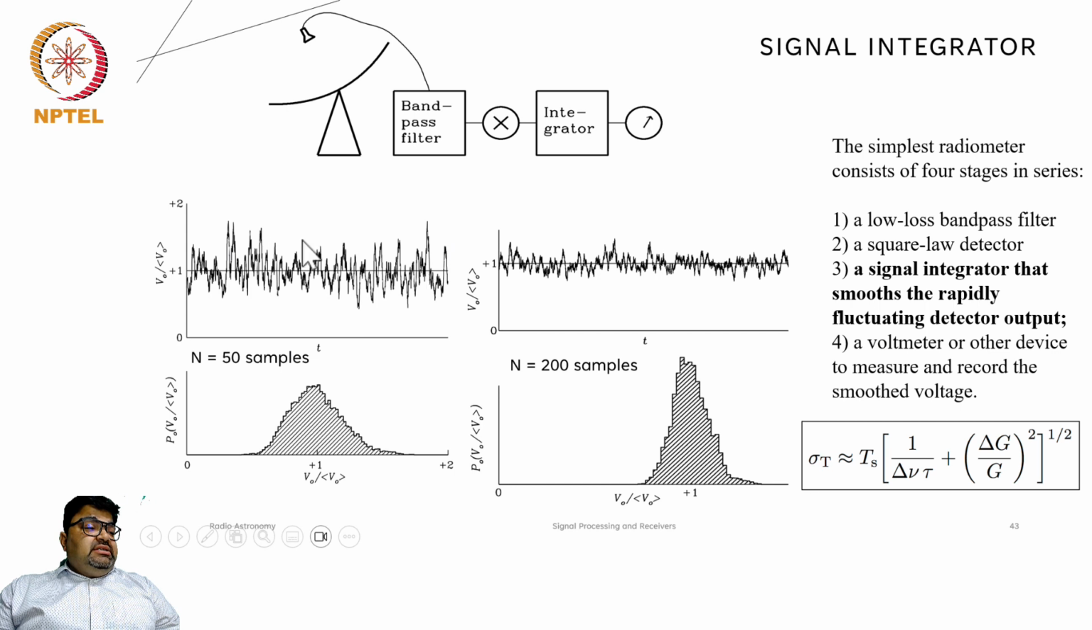At the integration, you can see this is the sample after 50 samples. You can see there is so much spread that the noise power is still high, and if you smooth over 200 samples, you see that these fluctuations are going down, so you are defining a mean signal more precisely. So sigma_T, the uncertainty in the signal, is given by Ts, the system temperature, over root of delta nu times tau, but also some gain variations. This is the full expression. We will take a deeper look at it next week.